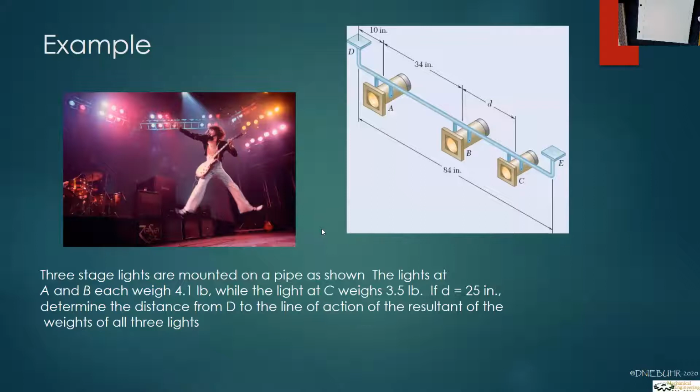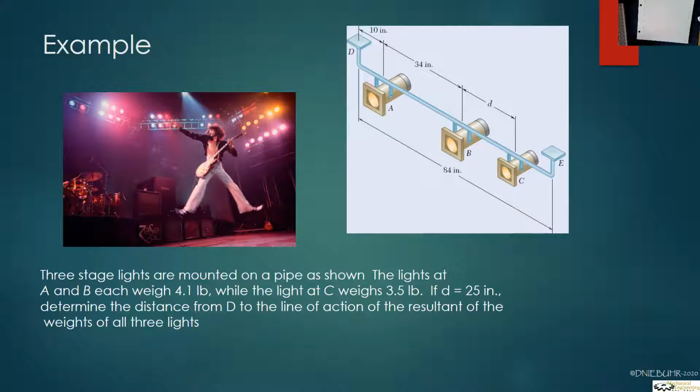In this case, we have stage lights, and in our stage light, we have the light A and B, both weigh 4.1 pound, and light C has a weight of 3.5 pounds. And we're given the value for D.